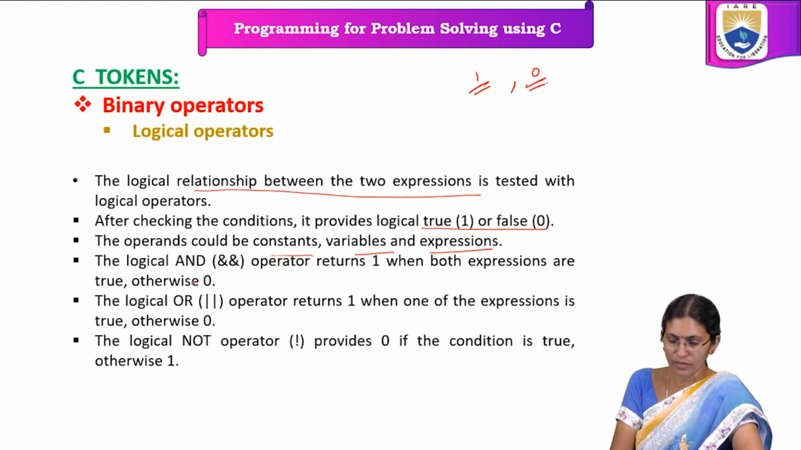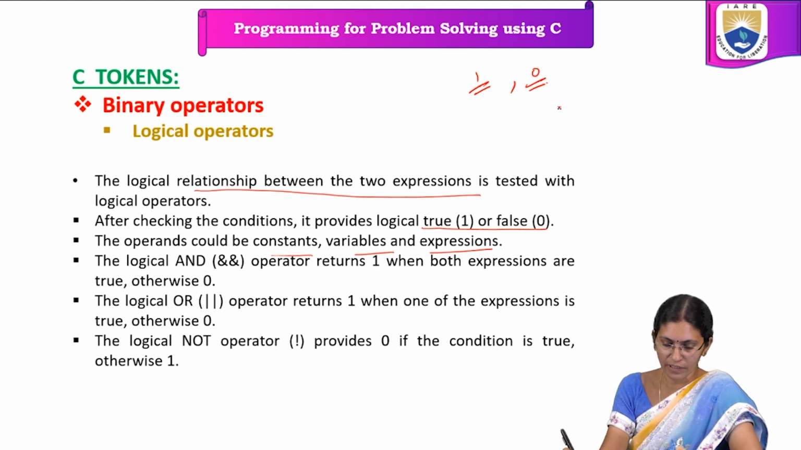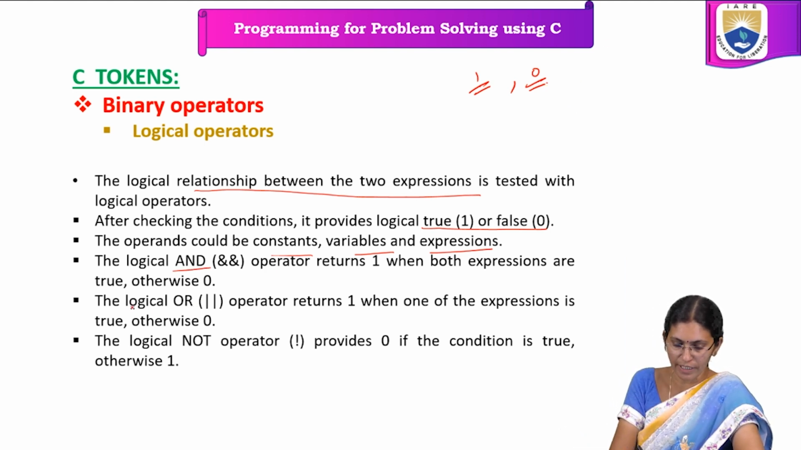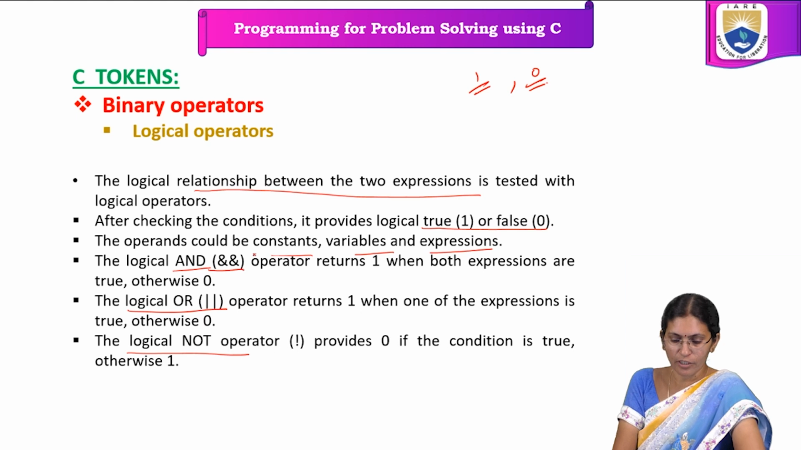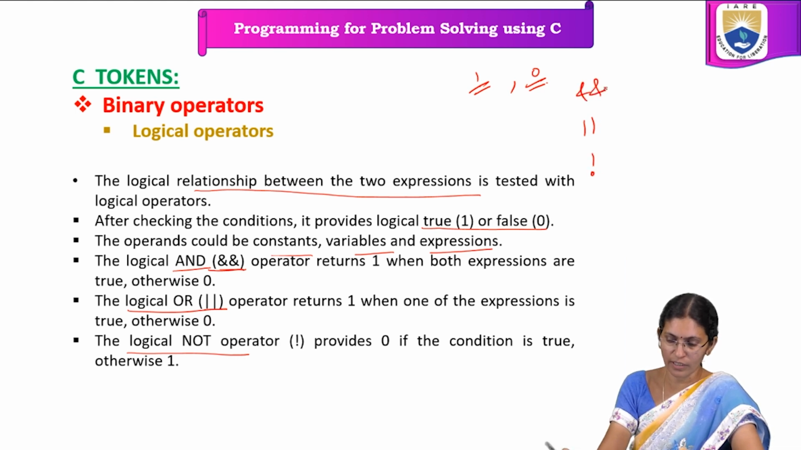In logical operators, mainly we have three operators: logical AND, logical OR, and the last one is the logical NOT operator. Logical AND is denoted by this symbol, logical OR is denoted by this, and logical NOT is this one. This is logical AND.